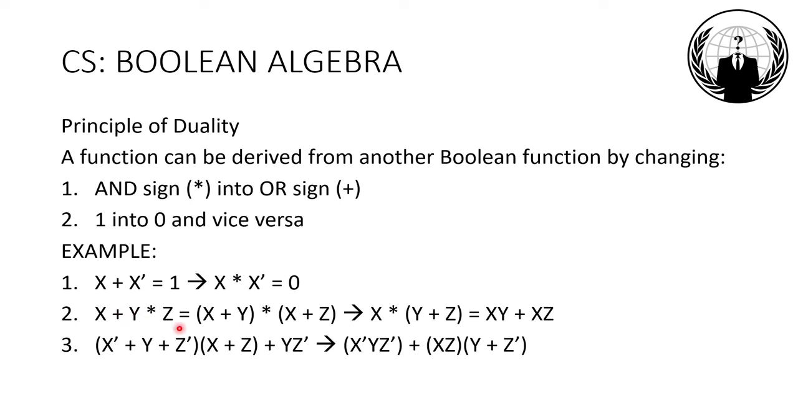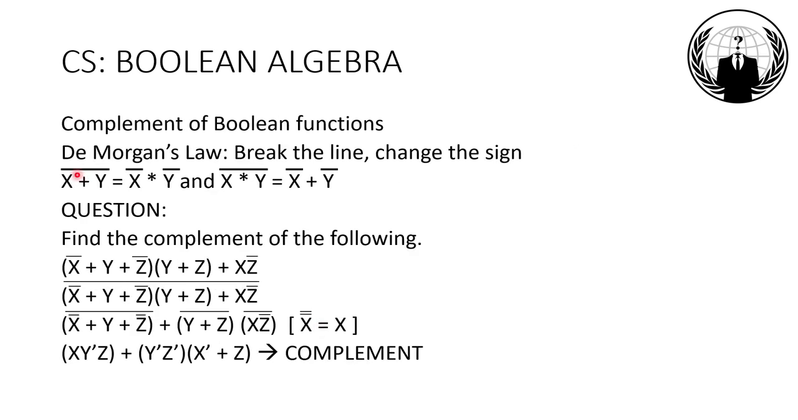Similarly, in x plus y into z, plus has been changed into multiply, and multiply has been changed into plus. And in this case, plus has been changed into multiply and multiply has been changed into plus, and then plus into multiply. Similarly, we will apply the principle of duality in the given Boolean functions to find the dual. We will call the resultant the dual.